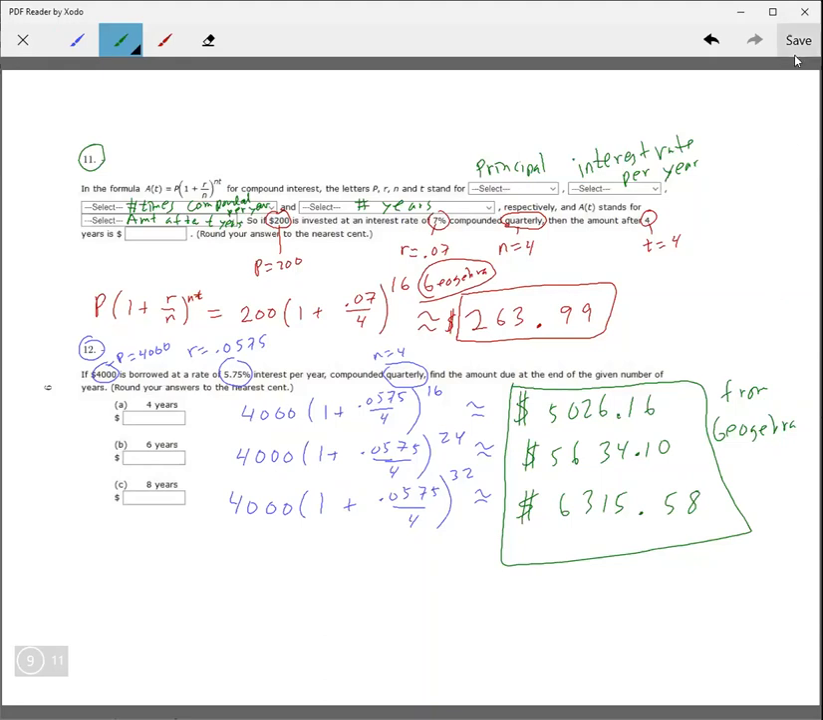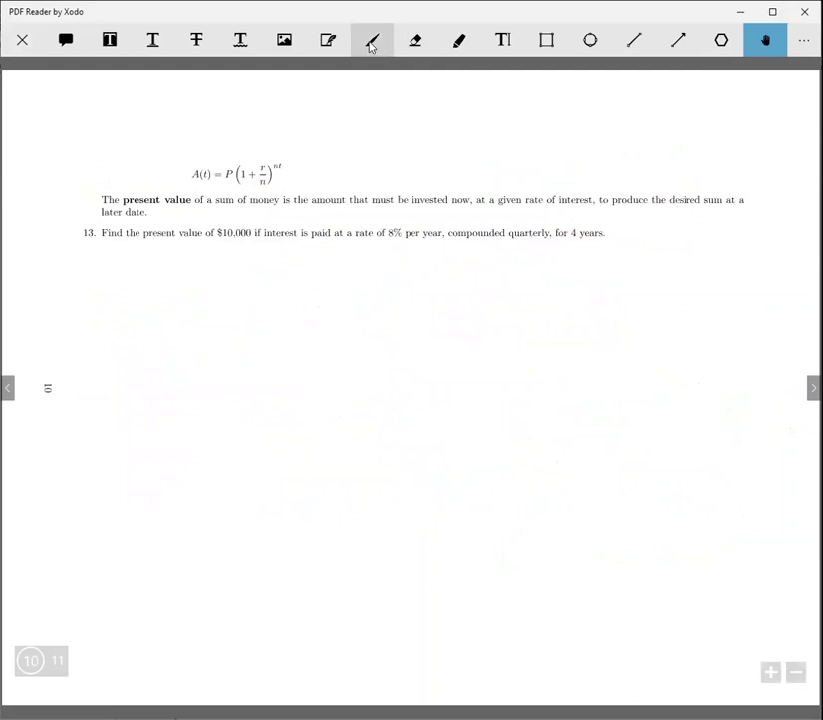Okay, let's look at number 13. The present value of a sum of money is the amount that must be invested now at a given rate of interest to produce the desired sum at a later date. Okay, so here's the formula. A of t equals P times (1 plus r over n) to the nt. This is the formula for compound interest that we just used in the previous 2 exercises.